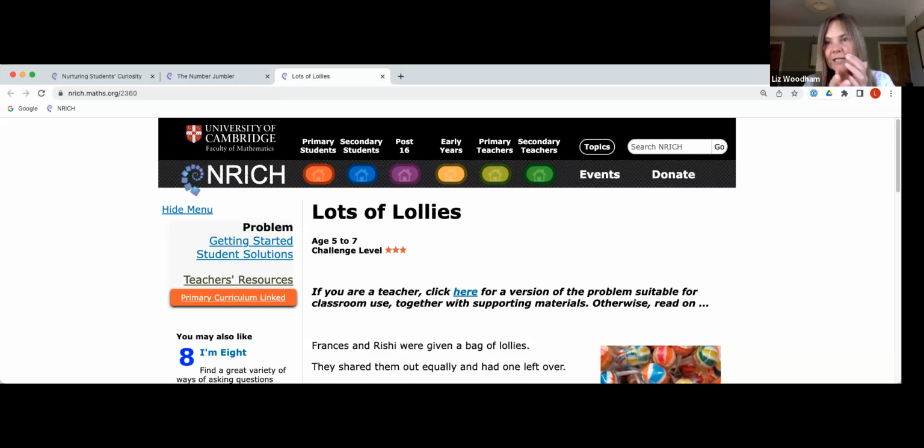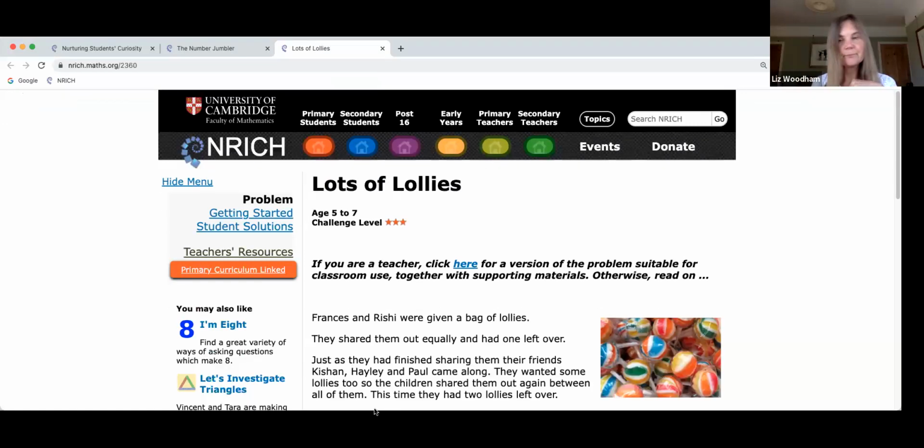Now, unluckily for them, 3 of their friends come along. Let me make this window a little bit bigger. So this means there are 5 of them all together now, and Francis and Rishi, being very kind, decide that they'll put all the lollies back in the bag and share them out between all 5 of them instead. And when they do that, they find that there are 2 lollies left over.